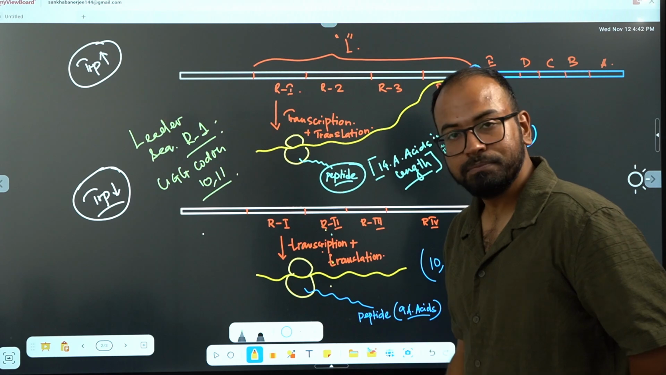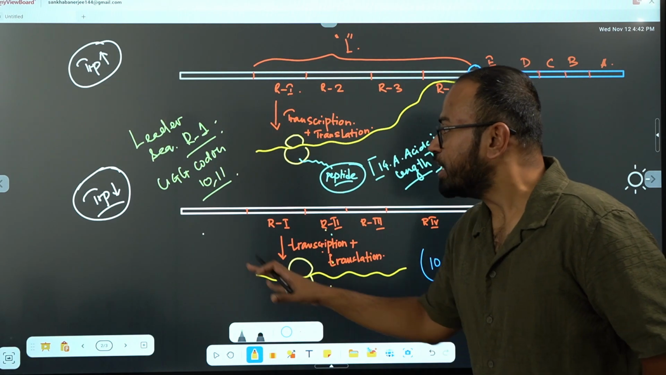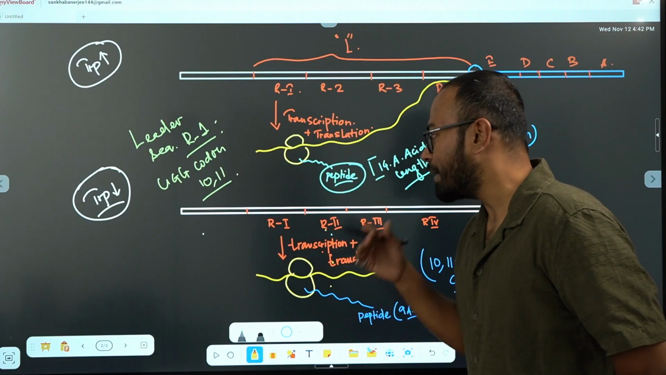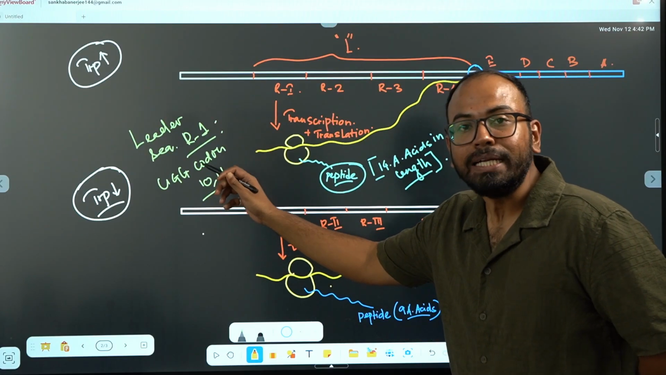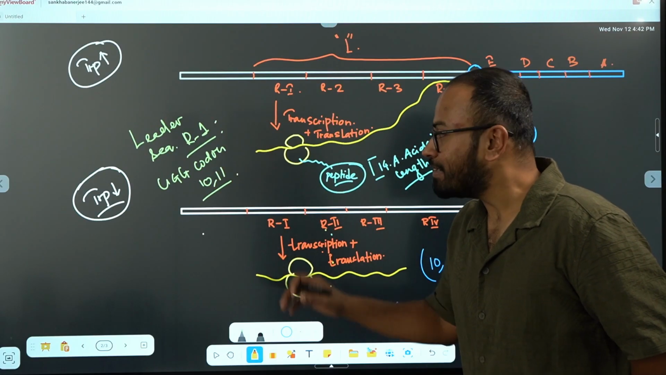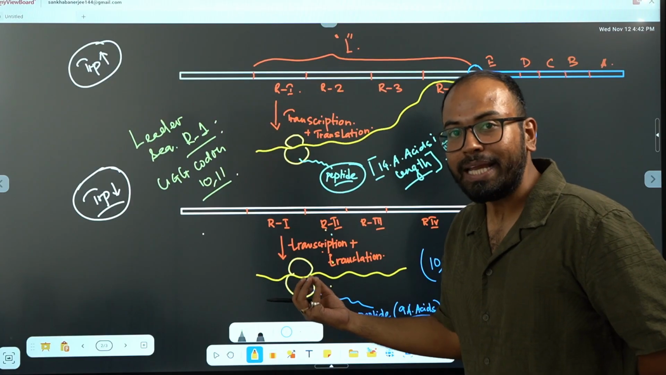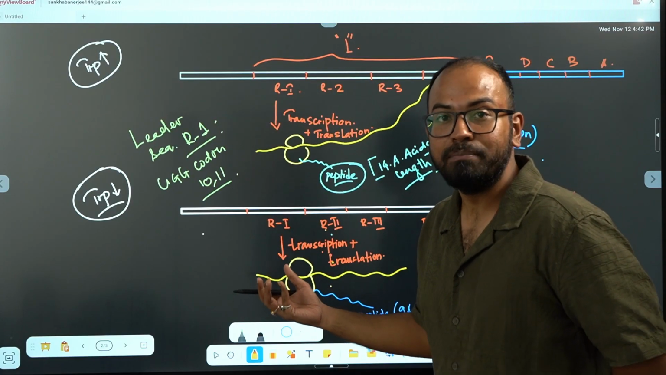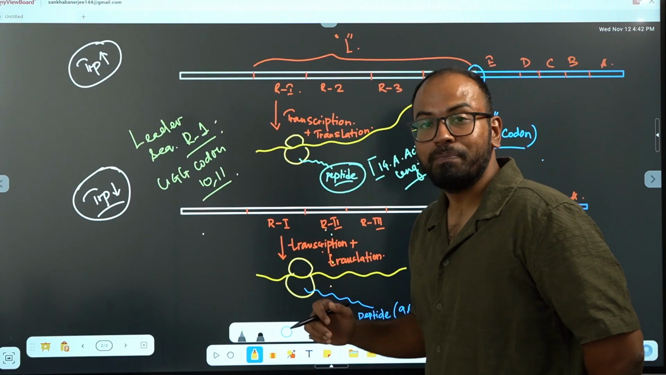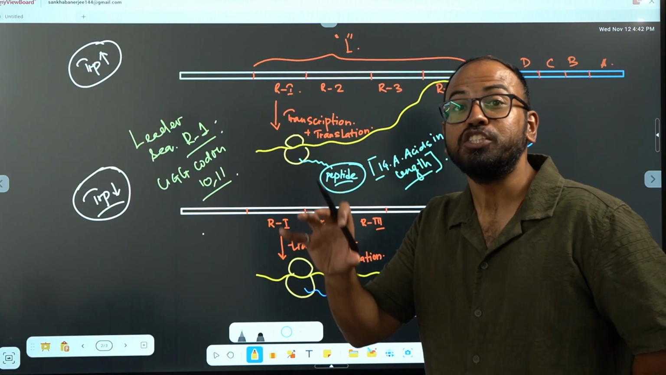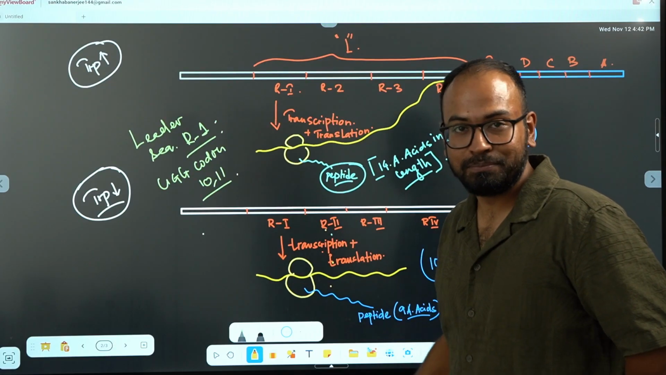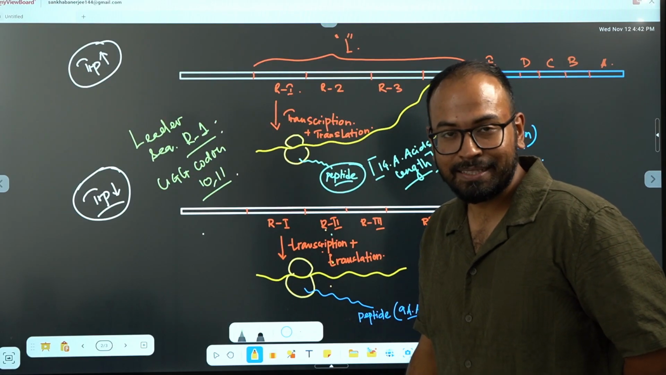This is the criteria. So, if the tryptophan level within the medium is low, then what will happen? At codon number 10, the ribosome won't be able to incorporate tryptophan because the tryptophan level within the medium is low. So, the ribosome will stop. It will stall at region 10 within the mRNA of the leader sequence.